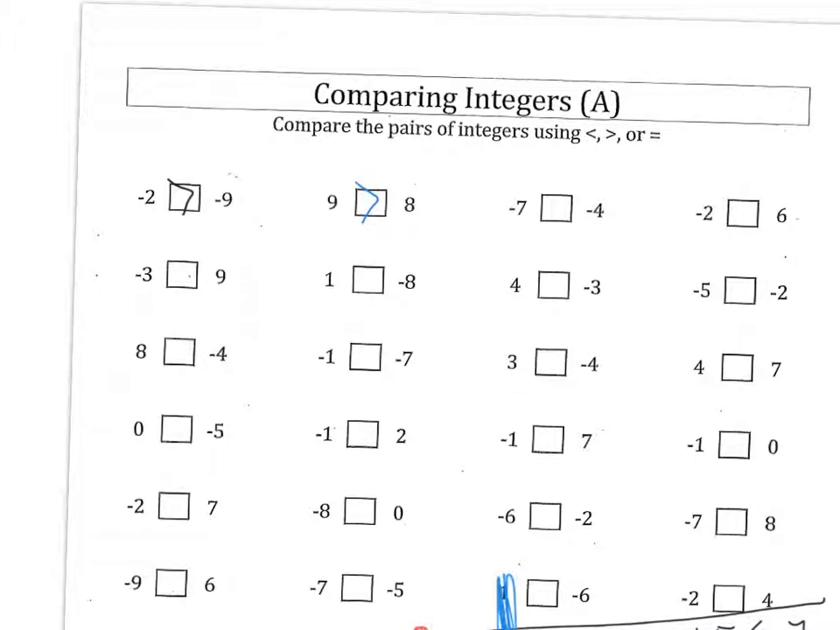It's negative 7 or negative 4. Okay, so when I have to think about it again, it's two negatives. So I want the number that's closest to 0. I know 7's bigger than 4, but that means 7 is further away than 0, which means negative 4 is bigger. It's closer to 0. Negative 2 or 6. Well, negative 2 means I owe somebody money, and 6 means I have money, so 6 is bigger.